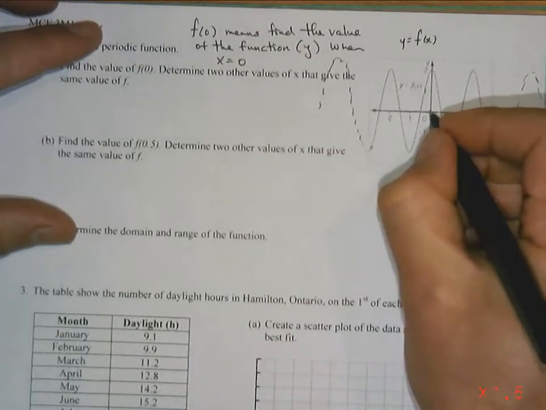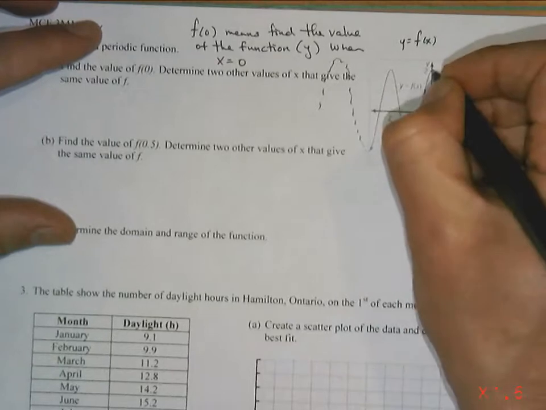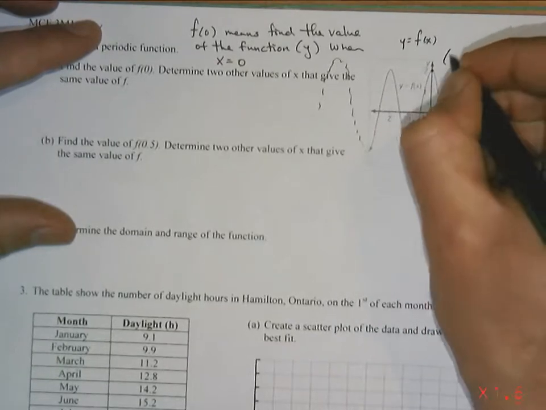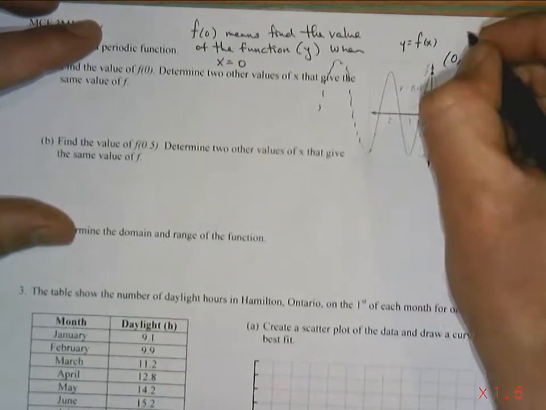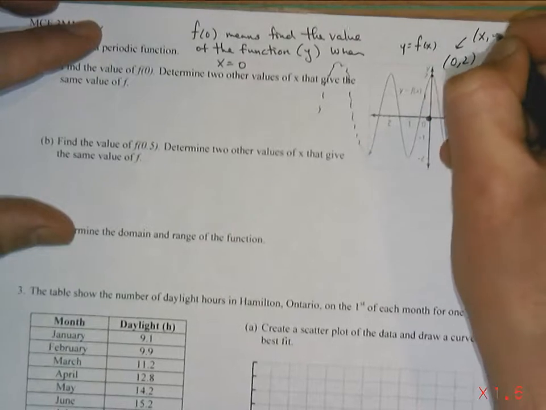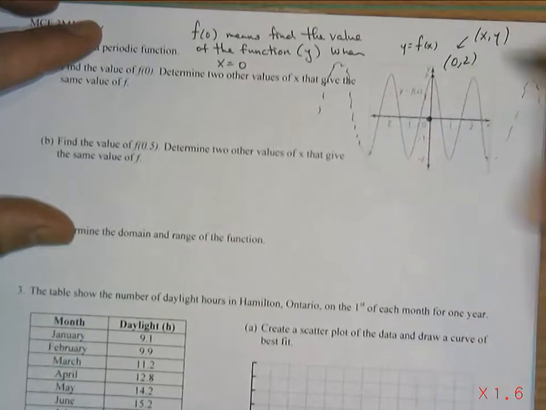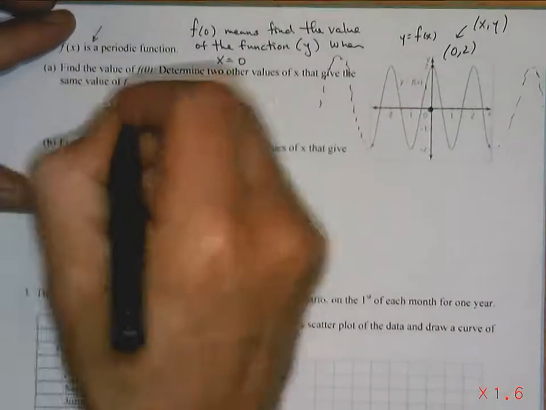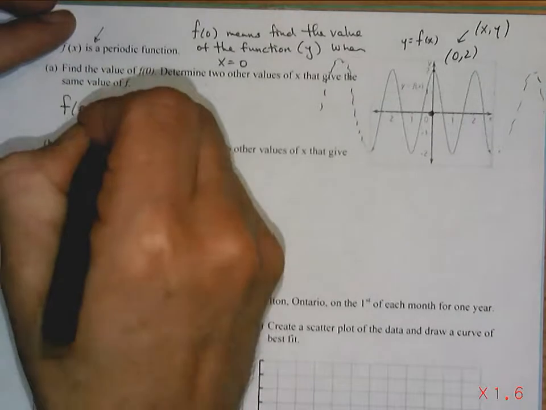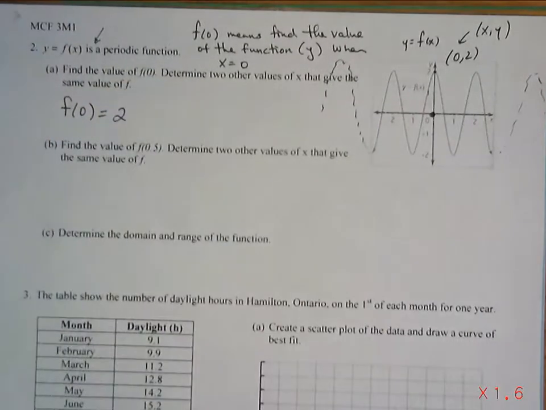So here's x equals 0, and the y value is 2. If I was to do this as point notation, it would be (0, 2). And that is x, y. So when x equals 0, y equals 2. So the answer is f of 0 equals 2. And that's what that means. It's called function notation, and we need to be able to work with it.